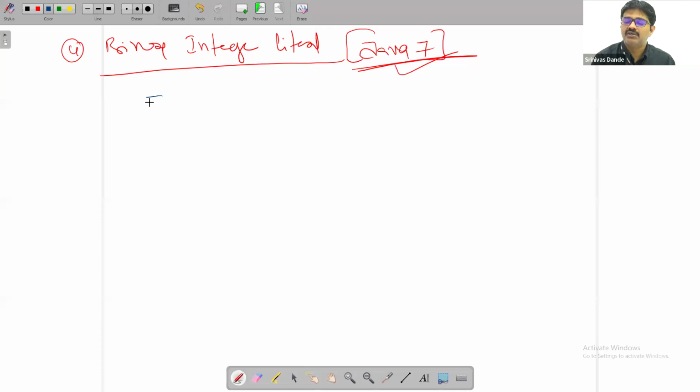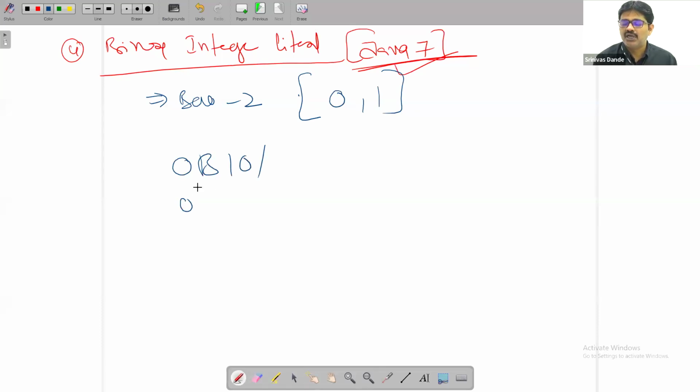Binary base 2 means only two digits are allowed, 0 and 1. Other than 0 and 1, you can't use anything. Whatever you write, you write only in 0, 1, 0, 1, 1, 0, 0, 1. And what is the notation to start? 0B101, or even a small b you can use. Capital B or small b both allowed. Simple, two rules to remember.